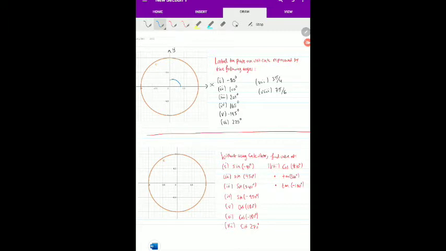Okay, 165. So 90 degrees and then 180. So it's going to be somewhere in between, right? If this is 90 degrees, this is going to be 75 right here past it. And you get this point right here, yeah? All right.